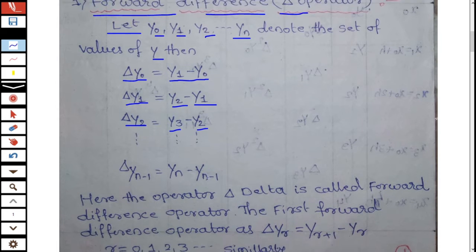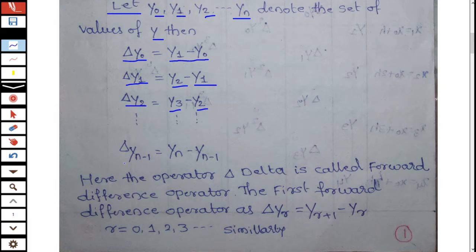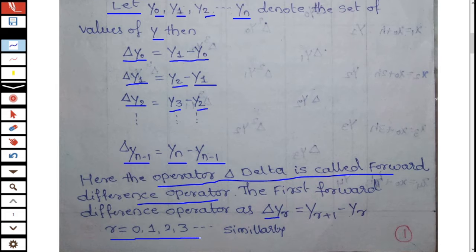If we continue the same way, we get the forward difference of yn minus 1, or delta of yn minus 1, equal to yn minus yn minus 1. Here the operator delta is called the forward difference operator. The first forward difference is delta yr equal to yr plus 1 minus yr, where r starts from 0.